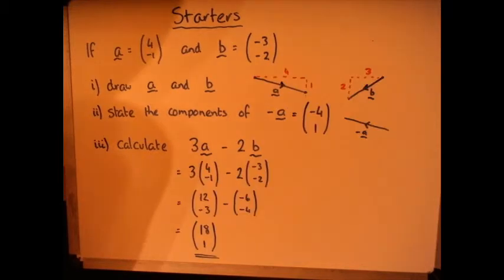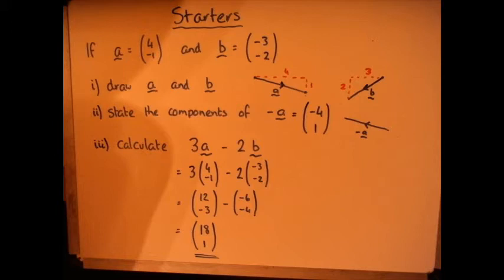So here are the answers to the starter questions. First vector, the components told me I should be going 4 along and then 1 down in order to draw vector A. For vector B, components of -3, -2 told me I wanted to come 3 back and 2 down. And the important thing is the arrowheads on both those vectors to show their direction.